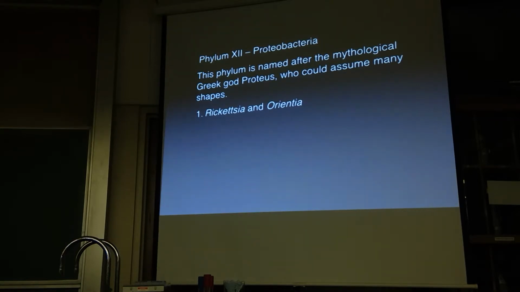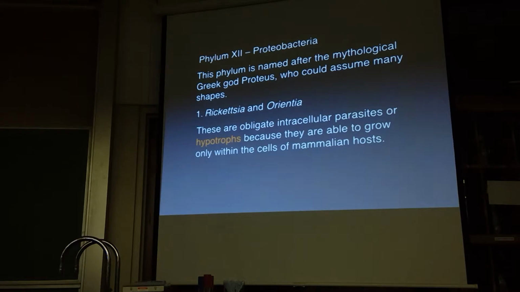At least not yet. Okay, so our first group, the Rickettsia and Orientia. These are two genera. They are hypertrophs. So part of what we're doing today is going through some of the terms that were introduced in the taxonomy section. What does hypertroph mean? It means obligate intracellular parasites. So these are organisms that can only grow and reproduce when they're inside a cell. These are pathogens, at least sometimes.